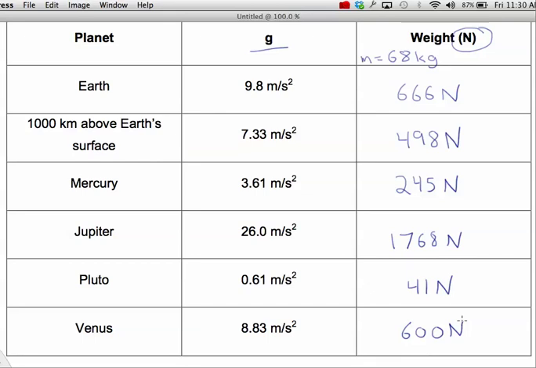So hopefully you understand the difference between mass and weight, because on all of these locations the person's mass is still 68 kilograms. The only thing different is their weight, the force that is pulling them down.